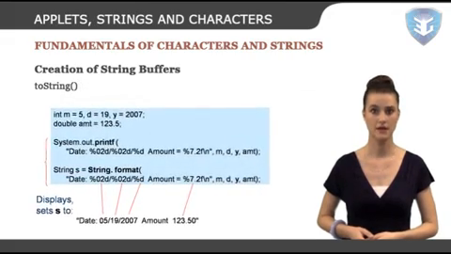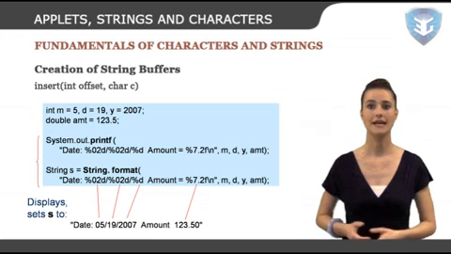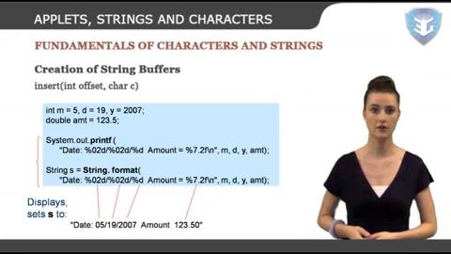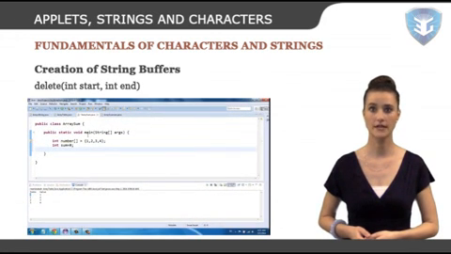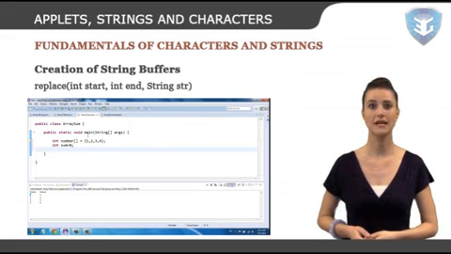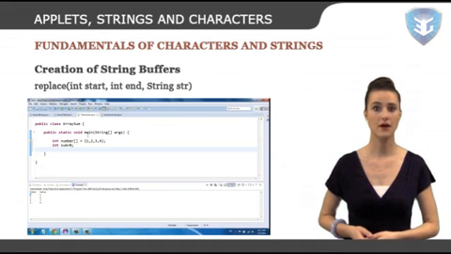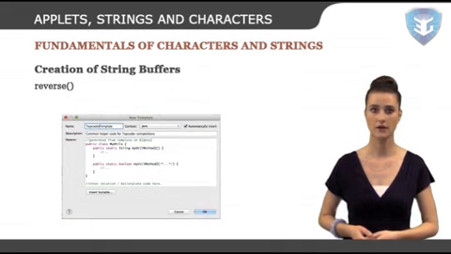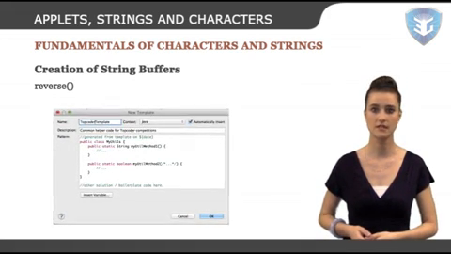5. toString method. Converts to a string representing the data in this StringBuffer. 6. insert method, int offset, char c. Inserts the string representation of the char argument into this StringBuffer. 7. delete method, int start, int end. Removes the characters in a substring of this StringBuffer. 8. replace method, int start, int end, String str. Replaces the characters in a substring of this StringBuffer with characters in the specified string. 9. reverse method. The character sequence contained in this StringBuffer is replaced by the reverse of the sequence.